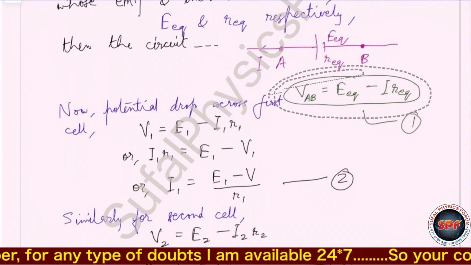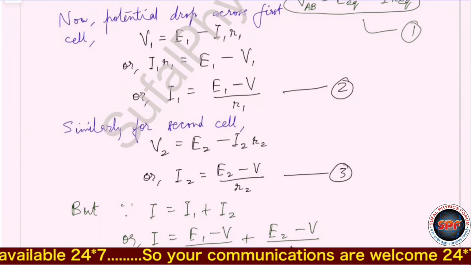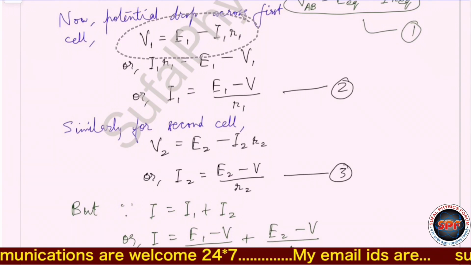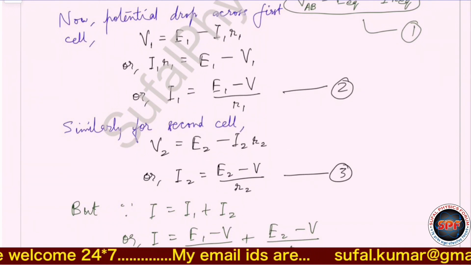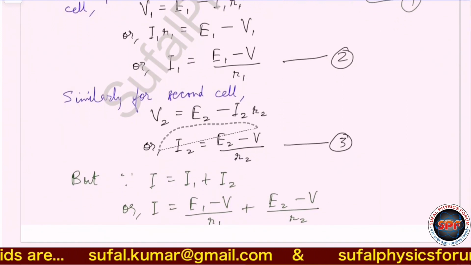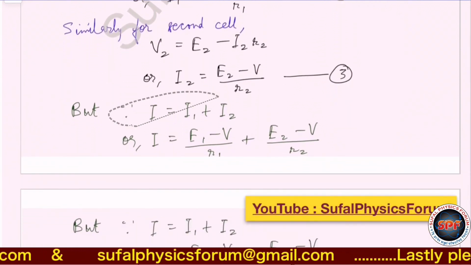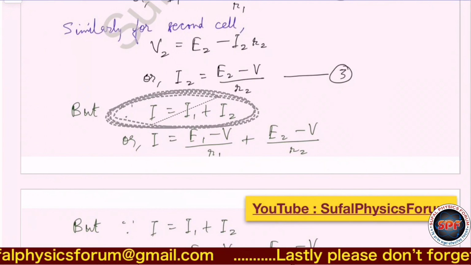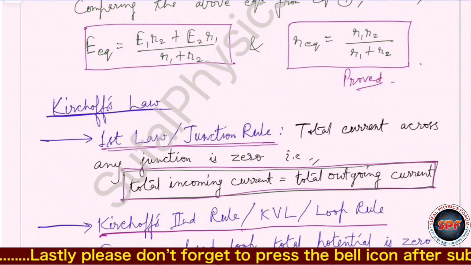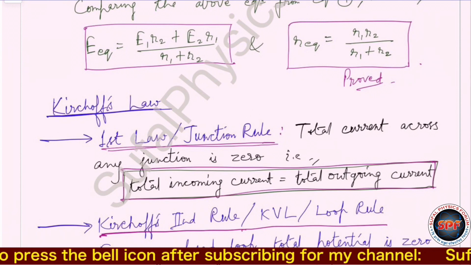And this is where the equation of discharge is used. With the help of these two facts, I have considered these two equations, and the corresponding values of I1 and I2 are obtained, which will be substituted in the equation I is equal to I1 plus I2, giving the equivalent EMF and equivalent internal resistance.